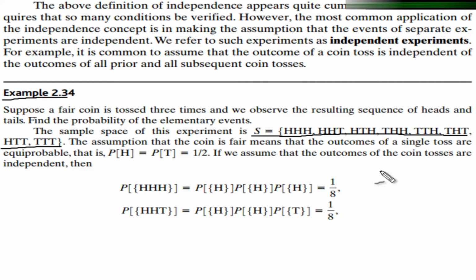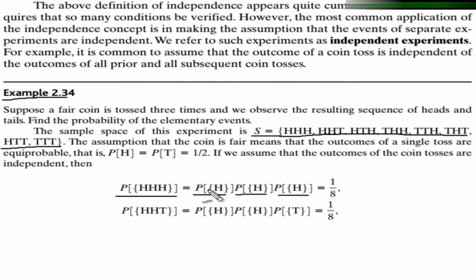Similarly, in the third event, if you are tossing a coin a third time, the outcome of the third event will not depend upon any of the earlier events which have occurred. So what does it mean? It means that the 3 events are independent of each other, and if the 3 events are independent, we can write the probability of the 3 events as the probability of the first multiplied by the probability of the second multiplied by the probability of the third.